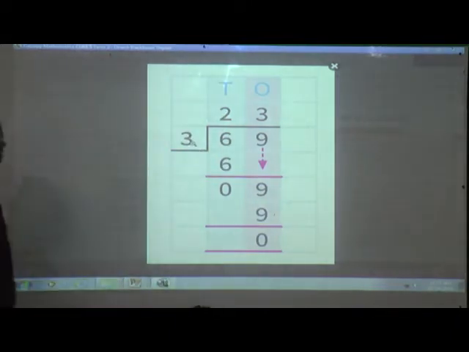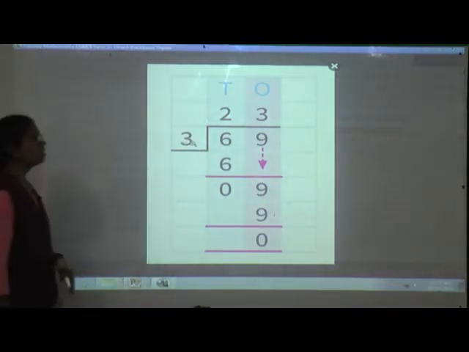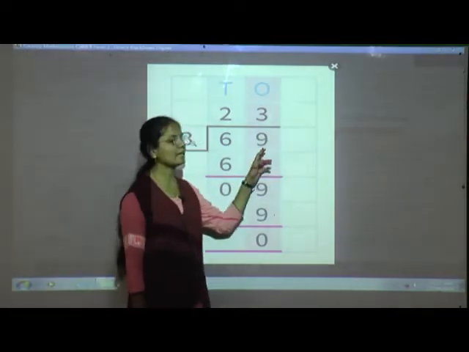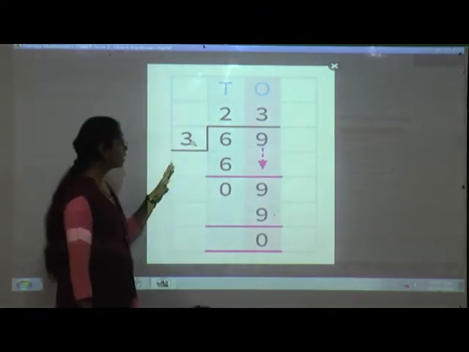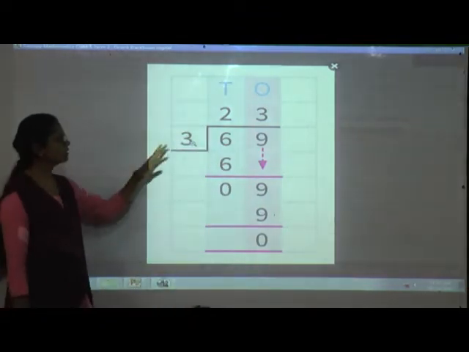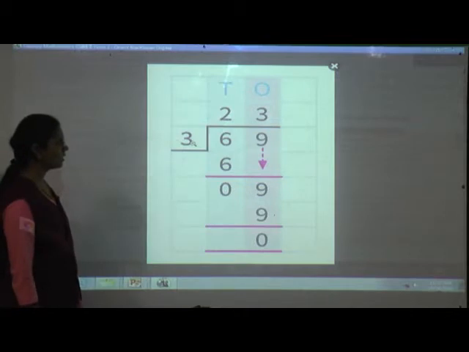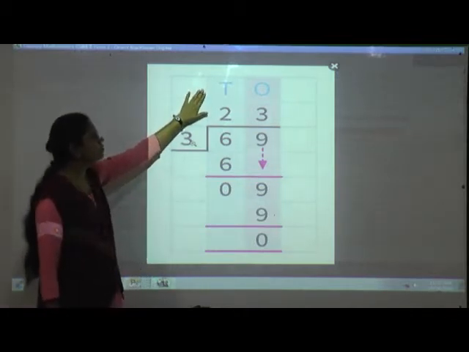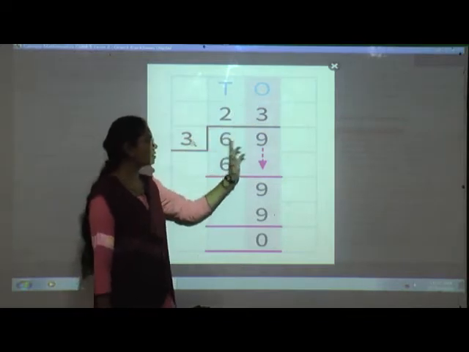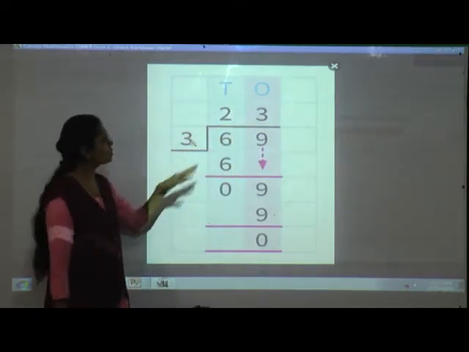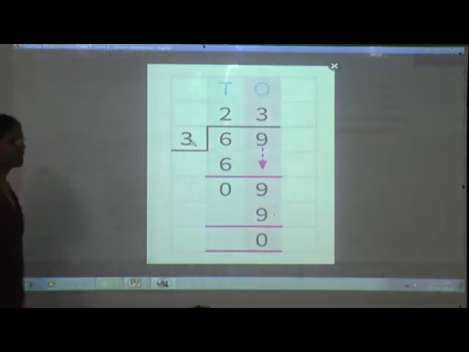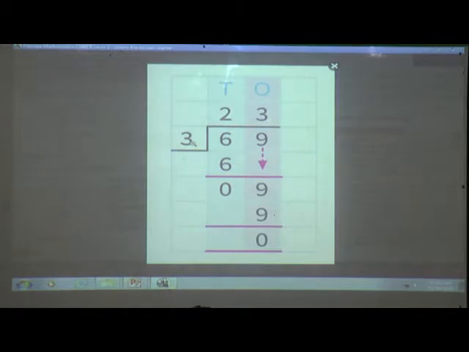So in this example, what is the dividend? Yes, this 69 is the dividend. What is the divisor? 3 is the divisor. Now here at the quotient place we will write their places. 69 is a 2-digit number, so here we will write tens and ones. Now let us see how to solve the example.